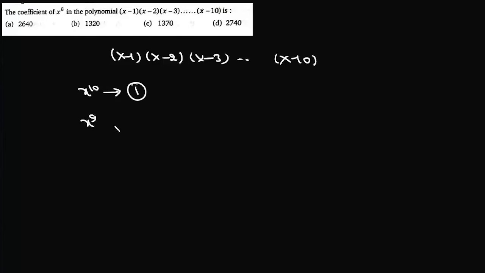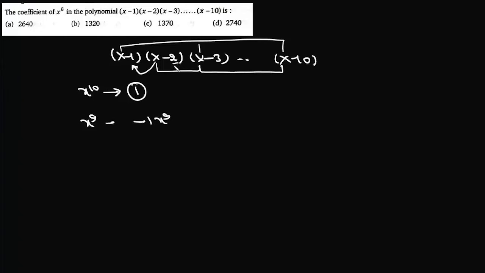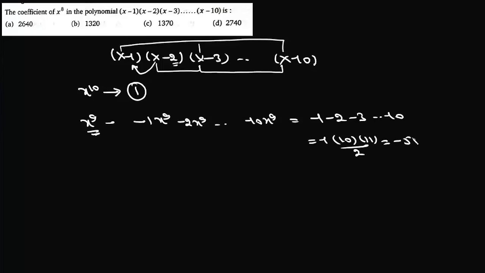What about if we need to find the coefficient of x to the power 9? Now we get x to the power 9 when these 9 x's from these 9 brackets get multiplied to themselves and then this x to the power 9 gets multiplied to minus 1. So we'll get minus 1 x to the power 9. We'll get x to the power 9 when all the remaining x's get multiplied with minus 2, so it will be minus 2 x to the power 9. It will continue up to minus 10 x to the power 9. So the coefficient of x to the power 9 will be simply minus 1, minus 2, minus 3 up to minus 10. There will be minus n(n plus 1) by 2, and that is minus 55.